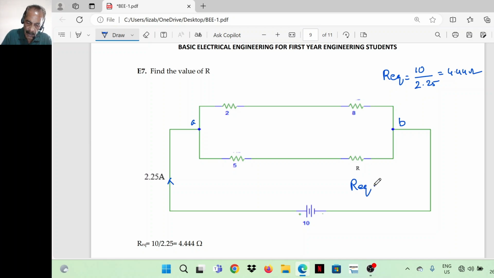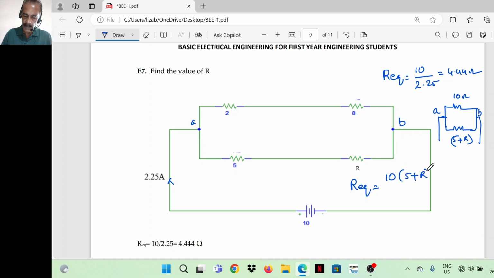Also, R equivalent is a parallel branch, so product divided by sum. The upper branch is 8 plus 2, 10 ohm. The lower branch is 5 plus R between terminals A and B. So R equivalent is equal to 10 into (5 plus R) divided by (10 plus 5 plus R).